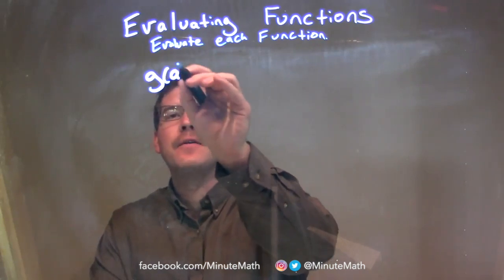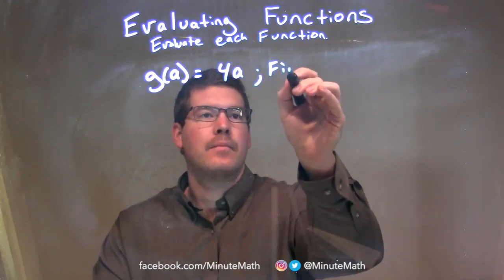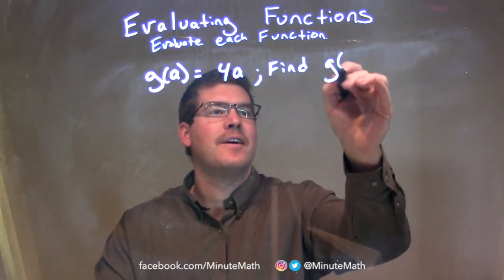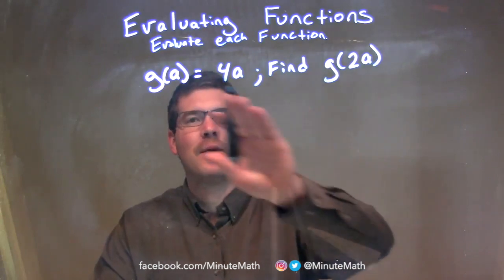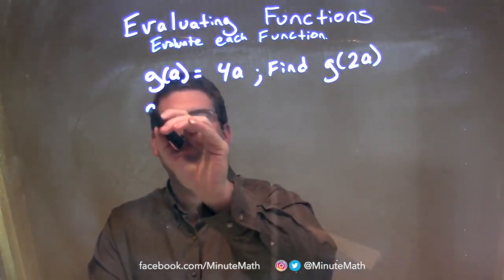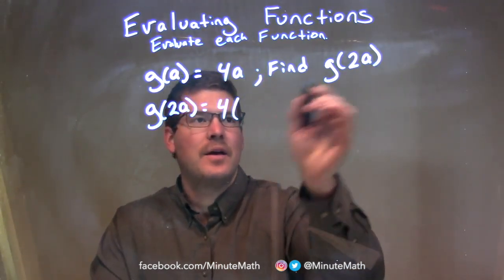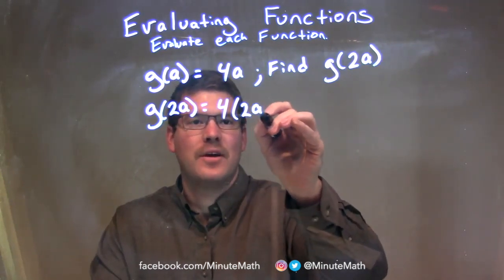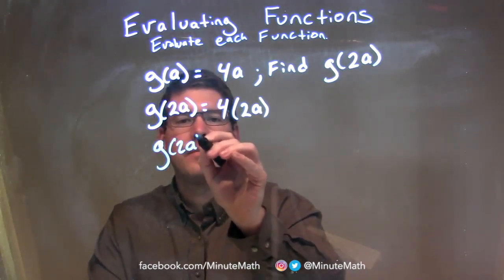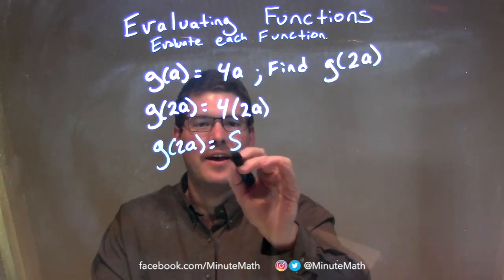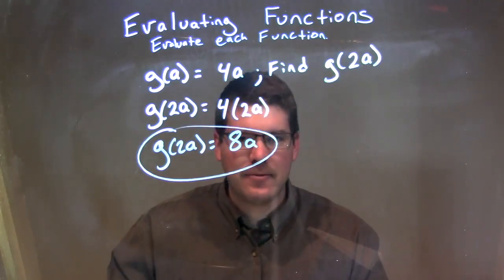G of a is equal to 4a. And we want to find g of 2a. Alright, this gets a little confusing here, so let's take our time. Every single time we see an a, we need to plug in a 2a. So g of 2a is equal to 4 times, here's my a, and I'm going to plug in 2a for it, 2a. Okay? So now we just need to simplify. So g of 2a is equal to 4 times 2a, which is just 8a. That's it. Our final answer is g of 2a is equal to 8a.